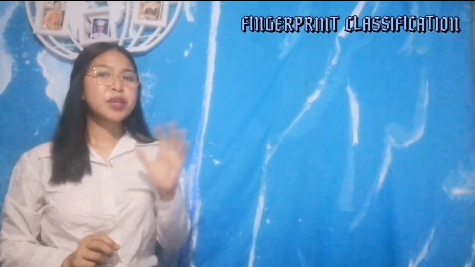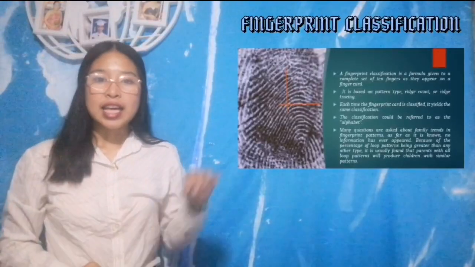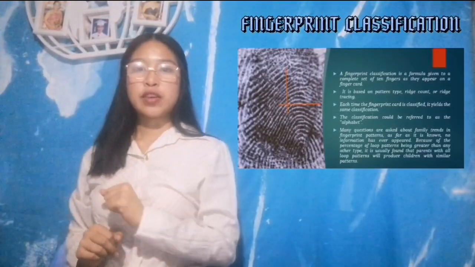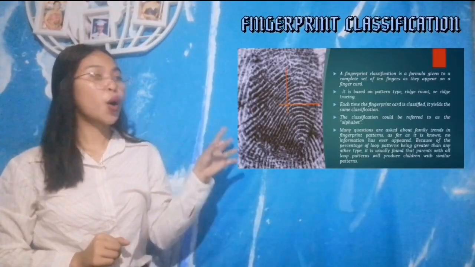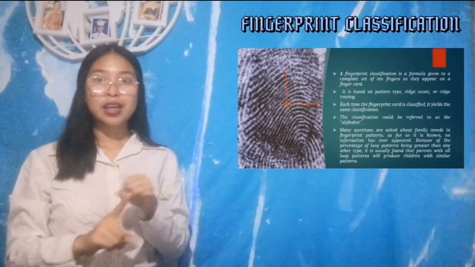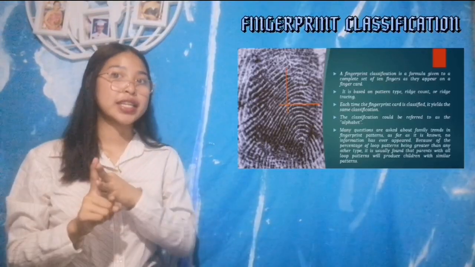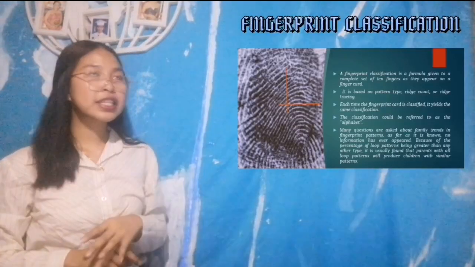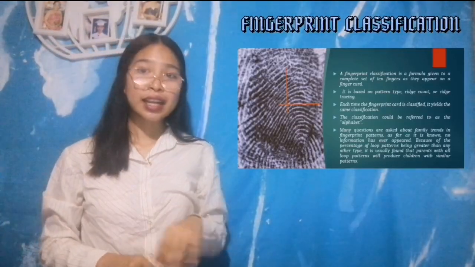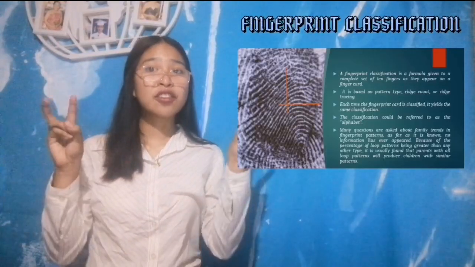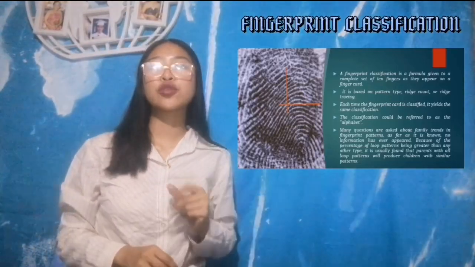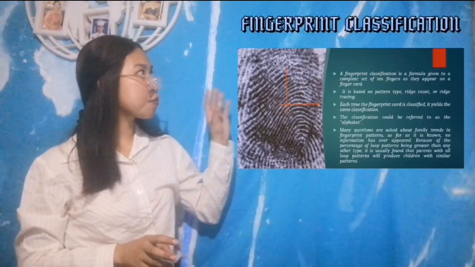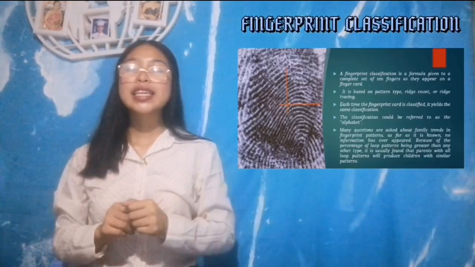So first, what is fingerprint classification? Fingerprint classification is a formula given to a complete set of 10 fingers as they appear on a fingerprint card, generally based on pattern type, ridge count, or ridge tracing. This classification could be referred to as an alphabet, by which fingerprint cards are filed so that they can be located at the same future time.